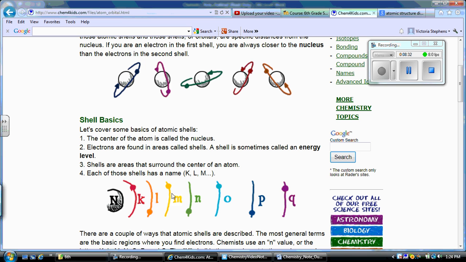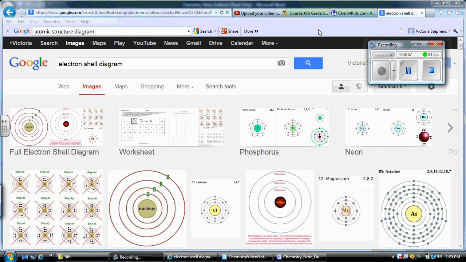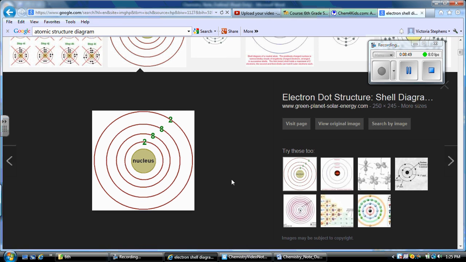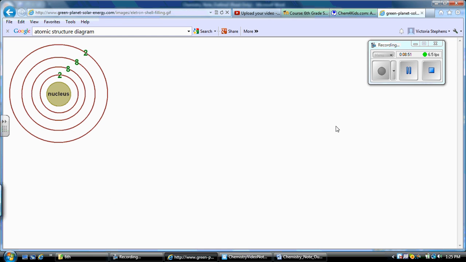Now this is a little bit harder way. The other way you can do it is go to your Google again. If you go to Google Images and type in electron shell diagram, you're going to get a lot. The one that I like is this one right here. I'm just going to blow it up a little bit bigger. We've got the nucleus of an atom, and then electrons are located in these shells outside the nucleus. What this is showing you is how many electrons each orbital can hold. This one can hold 2, 8, 8, and 2.